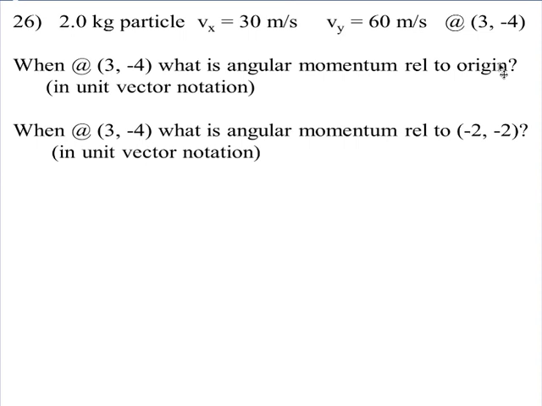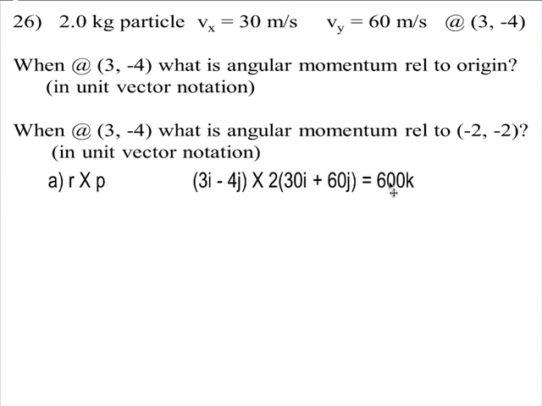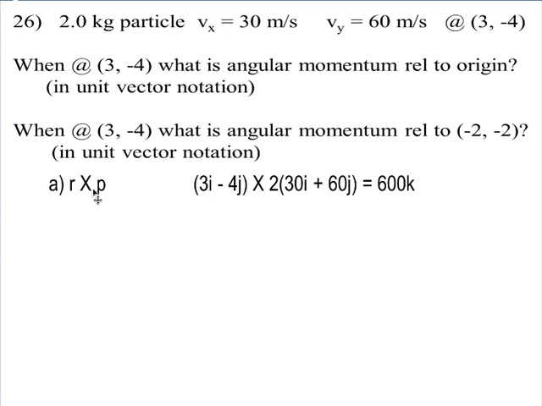Why don't you take a moment and do it? And then I'm going to pull the answer onto the screen. And you would do r cross p. The r vector from 0 out to here is 3i minus 4j. And the momentum vector, the p vector, would be the mass 2 times the velocity, which is 30i plus 60j, and then just do a cross product and you get 600k. At least I hope you did.